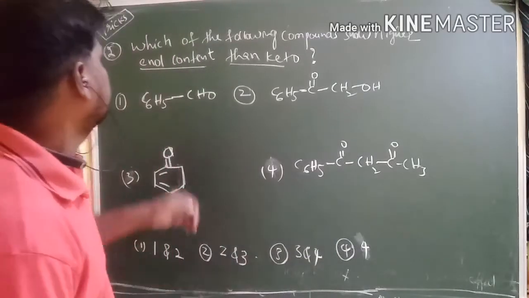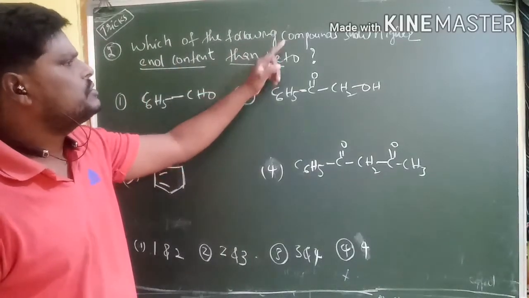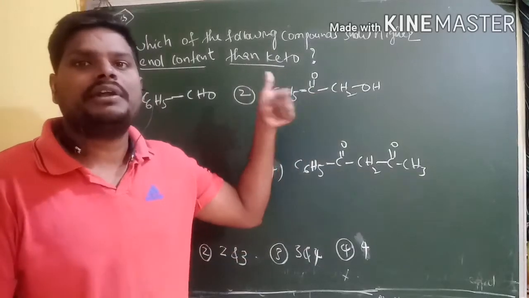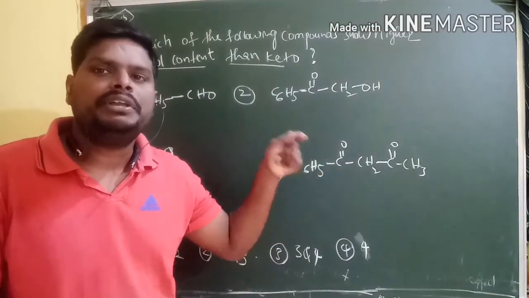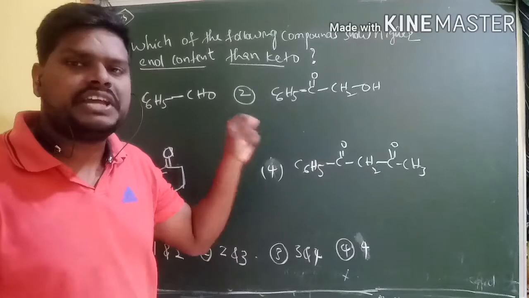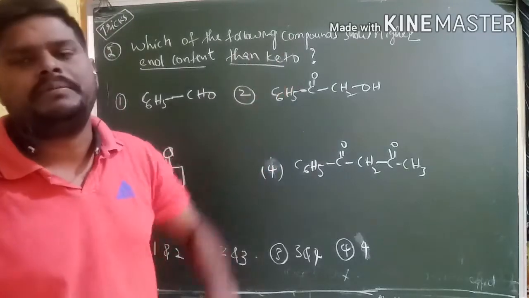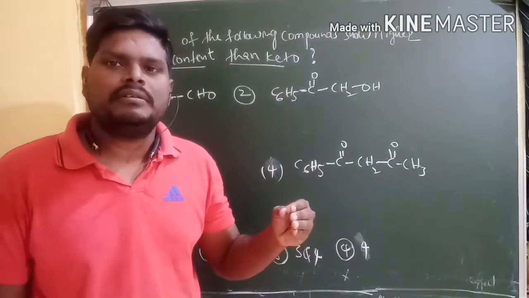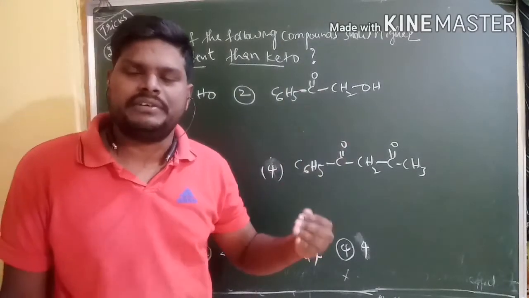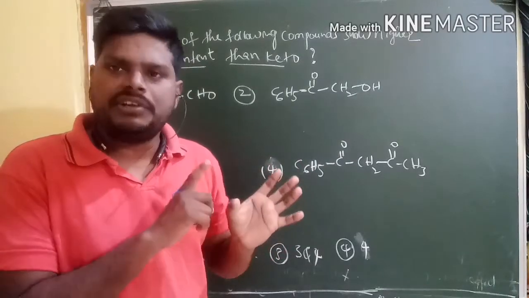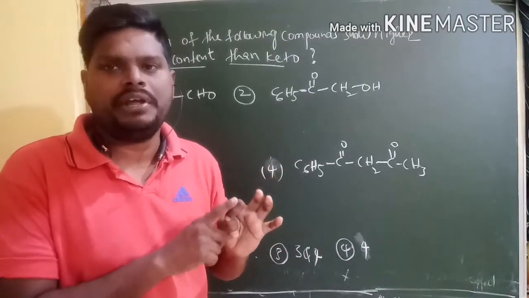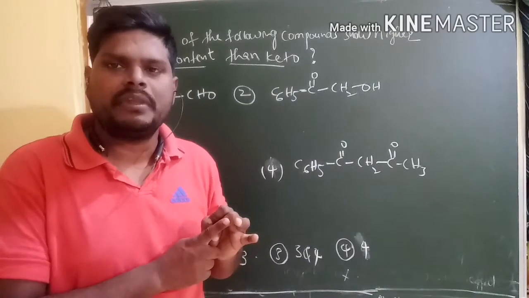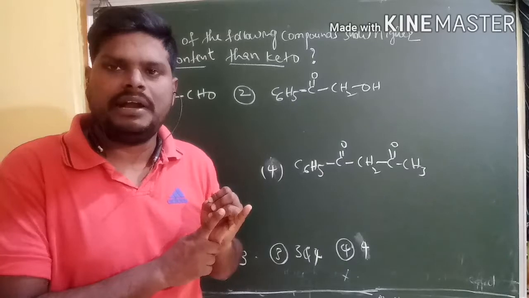Next question: which of the following compounds show higher enol content than keto? That means we need to find the more stable enol form than the keto form. Enol content depends on some factors. What are the factors? Resonance stability, hydrogen bonding, that is chelation, aromatic nature, solvent effect and steric effect.